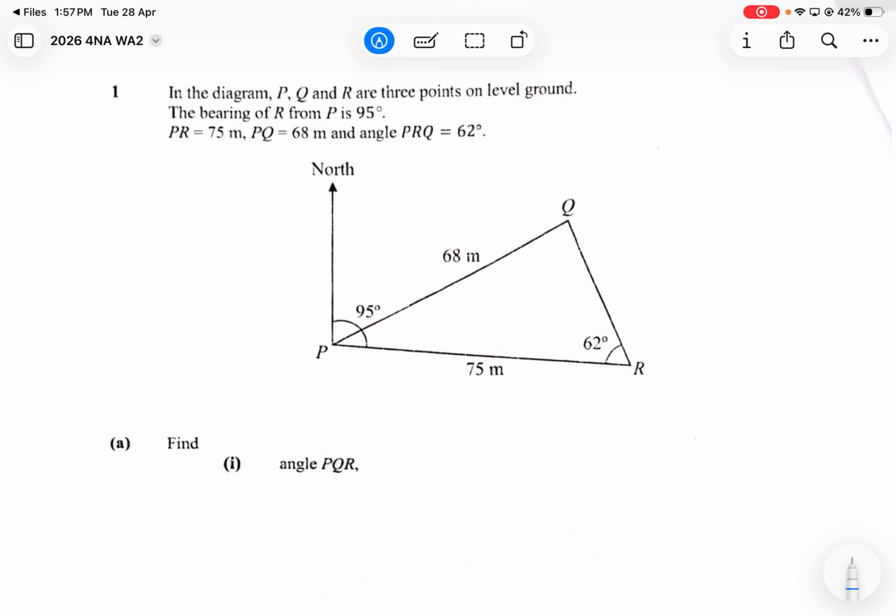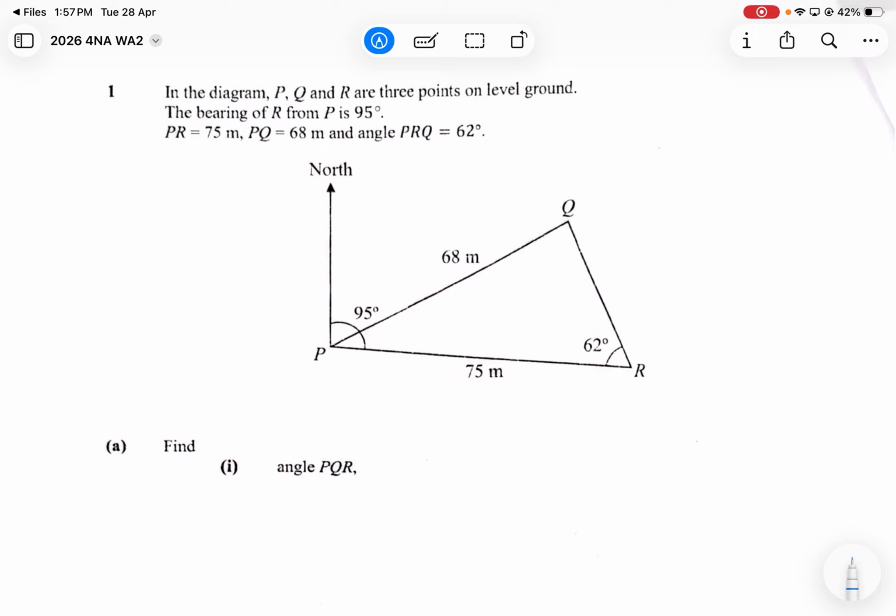Okay, question 1. In the diagram, PQR are on level ground. So all this is on the ground, this one is north. So we are looking at it from a top view. Okay? Then find angle PQR. I want to find this angle.